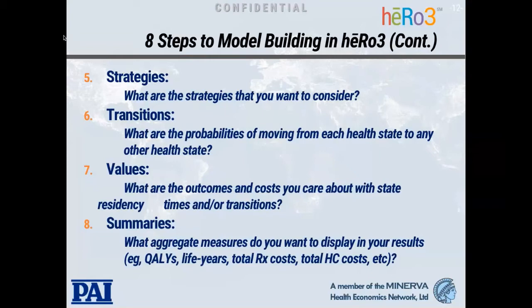Step 7 is values, and that's where we determine outcomes and costs that you care about with respect to state residency or transitions between states. And these are sort of individual line items and outcomes and costs that are being defined. And then step 8, the last step, summaries. This is where we aggregate those measures, the individual values, into categories of results that you want to display. Things like QALYs, life years, healthcare system costs, et cetera.